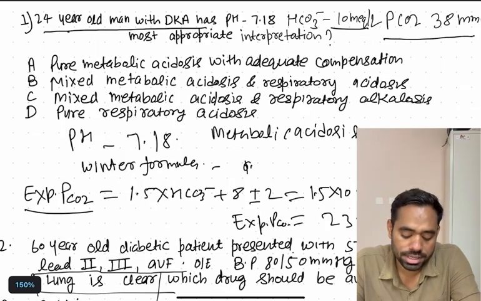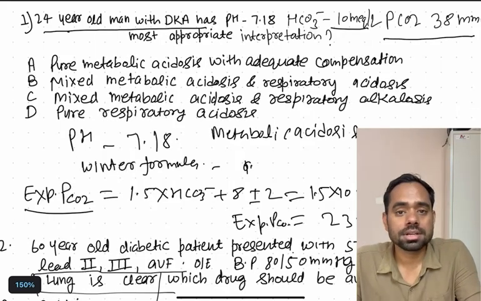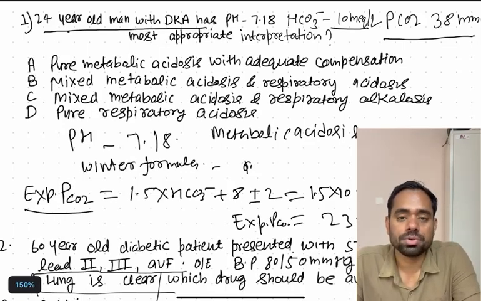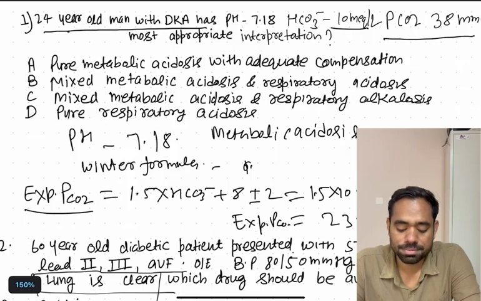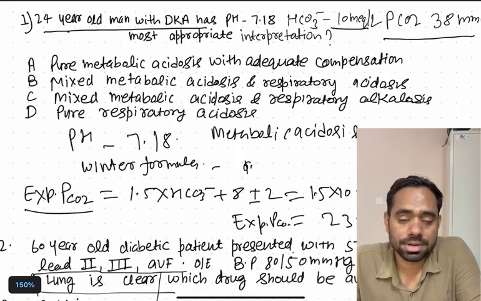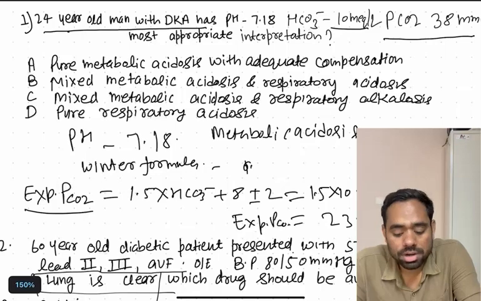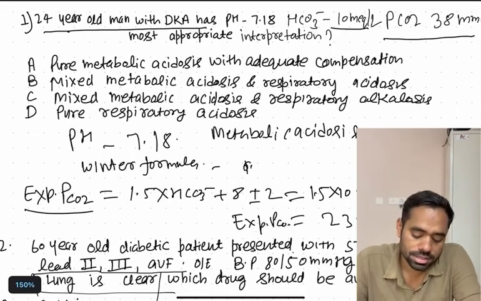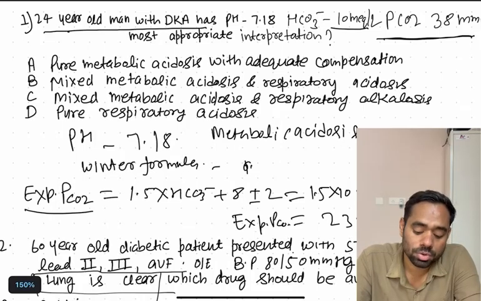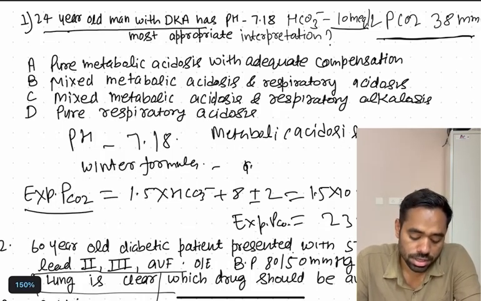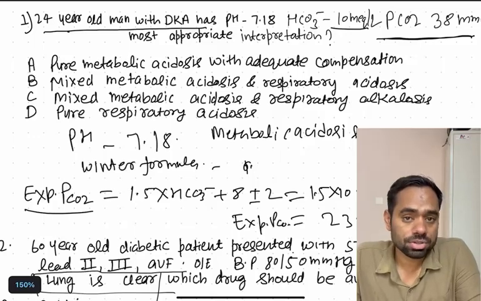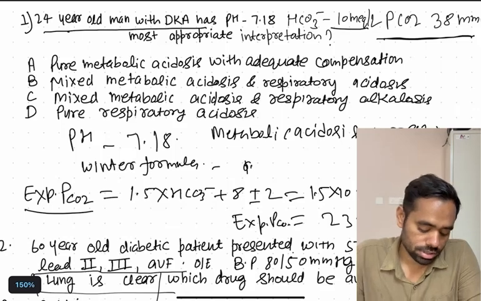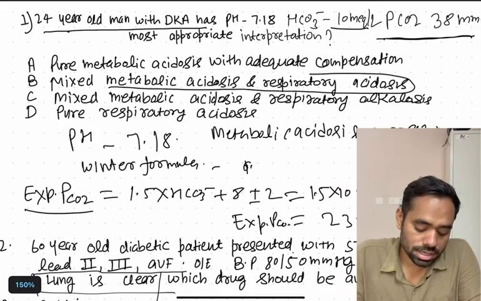It is more than expected PCO2. It means it is contributing in the respiratory acidosis. If actual PCO2 is less than expected PCO2, then it will contribute in respiratory alkalosis, and if it is equal to expected PCO2, then appropriate compensation. But here actual PCO2 is 38, more than expected PCO2. So respiratory acidosis is also contributing. So here is mixed metabolic acidosis and respiratory acidosis.